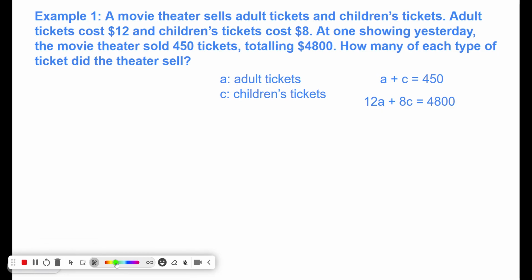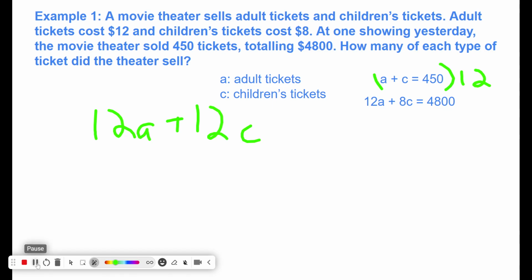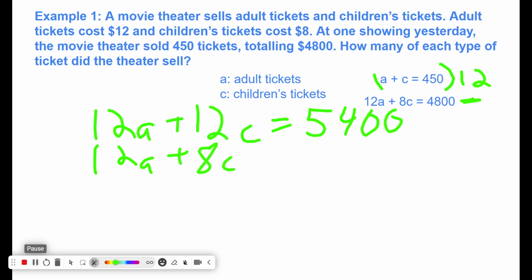Let's pick red, green, sure. So I'm going to multiply both sides here by 12. I'm just going to pick that one because it's the first one I see. So I'll rewrite it here: 12a plus 12c equals 5,400. And I already have this equation. I've got 12a plus 8c equals 4,800.